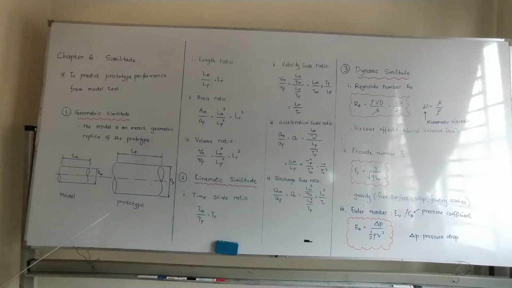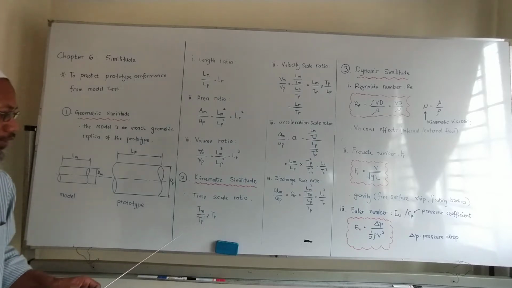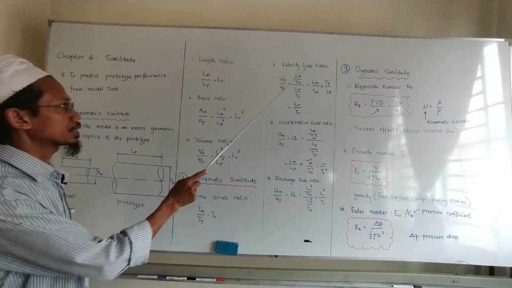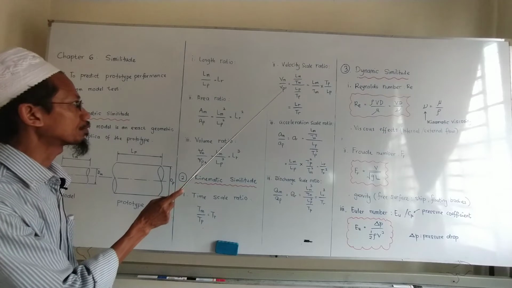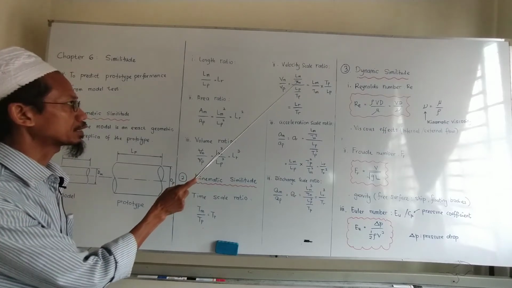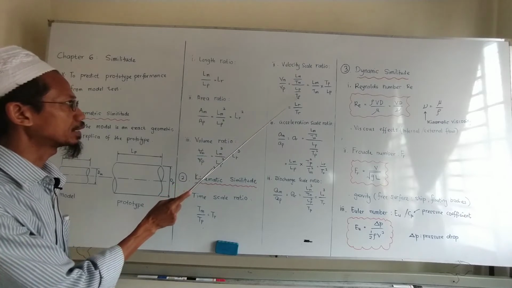The second similitude is kinematic similitude. It involves motion. First, time ratio, tm over tp, which equals tr, the time ratio. Second, velocity scale ratio, Vm over Vp. V is velocity, in meter per second, so Vm is Lm over tm, and Vp is Lp over tp.